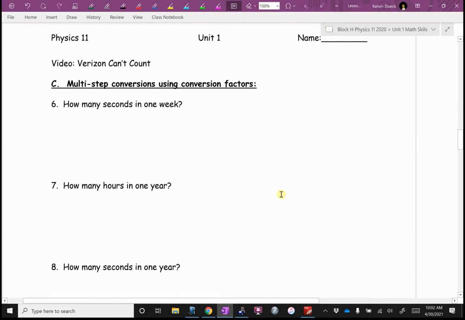Next page. Multi-step conversions using conversion factors. This is why I like this fraction chain method, because it allows you to use stuff you've already memorized just because you're 16 or 17 years old. For example, how many seconds are in 1 week? I always ask, does anybody happen to know how many seconds are in 1 week? Because if you've memorized that, then you're done. But I haven't. Okay. Let's see if we can convert this.